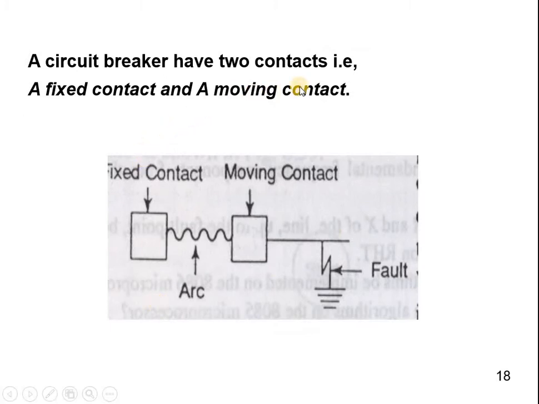The circuit breaker has two contacts, that is the fixed contact and the moving contact. Initially they are connected together, but when there is a fault, they start separating from each other and it develops the arc. In the 4th year, 2nd semester, there is a subject, switchgear and protection. Under that subject, they are going to discuss in detail the types of circuit breaker. This is only the introduction to circuit breaker.